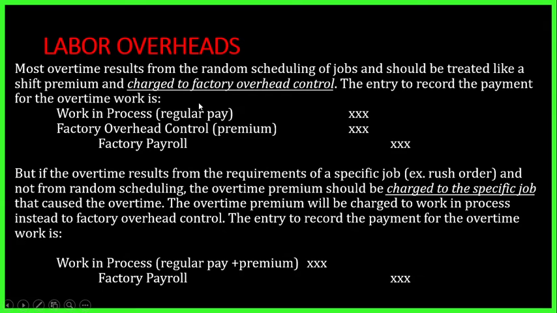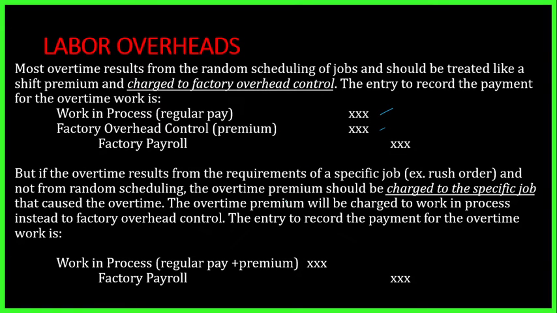Ayan, so what is now your journal entry? Most overtime results from the random selection of jobs and should be treated like a shift premium. Random lang, hindi siya planado. It's not charged against a specific job. Okay, so this should be your journal entry. Debit to work in process and factory overhead payroll. This one will be for your regular pay and this one for your premium.